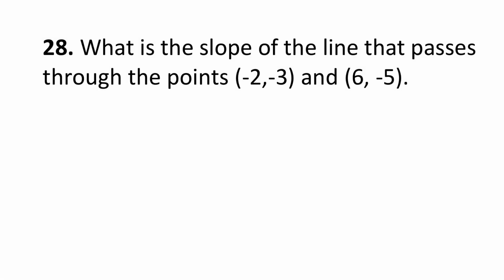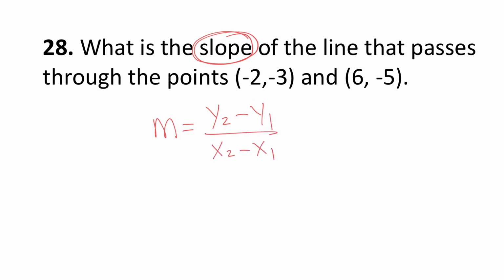28 says, what is the slope of the line that passes through the points (-2, -3) and (6, -5)? Again, we want to find the slope of the line, and we have 2 points. So when we have 2 points, we use the slope formula, y2 minus y1 over x2 minus x1. The first point is your x1 and y1. The second point is x2 and y2.